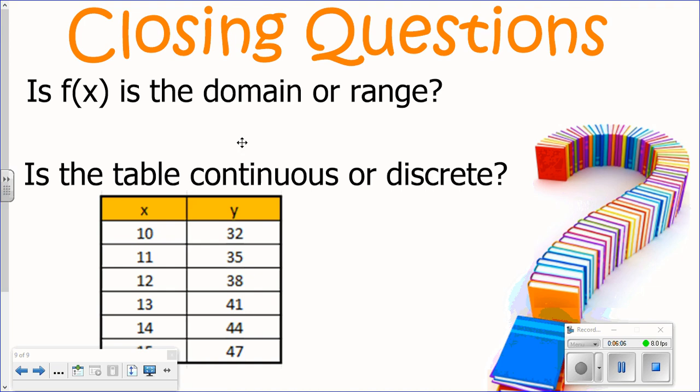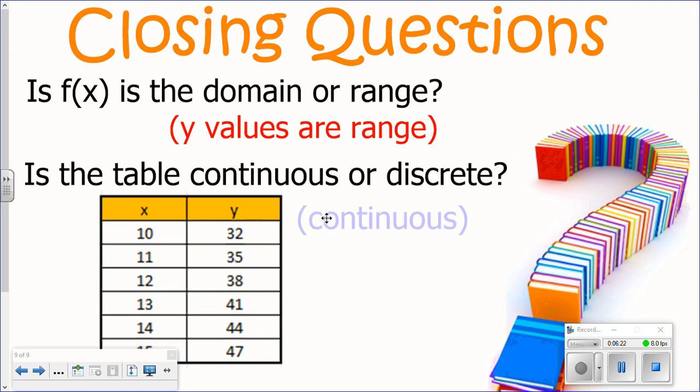So is f of x the domain or range? Those are the range. Those are the y values. Remember, f of x is y. Is the table continuous or discrete? Well, our x values definitely go in a row. And then look at the y values. I'm definitely seeing a pattern, so I'm going to go with continuous.